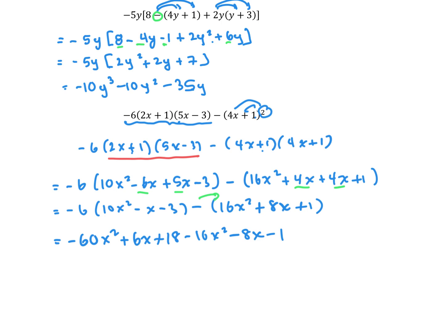Then we're going to collect like terms. So we have a minus 60 and a minus 16, so negative 72x squared. I've got a 6x minus an 8x, so 6 minus 8 is negative 2x. And I've got a plus 18 minus 1 is plus 17. Okay, so that's a hard one. That's got lots of things going on in that question.